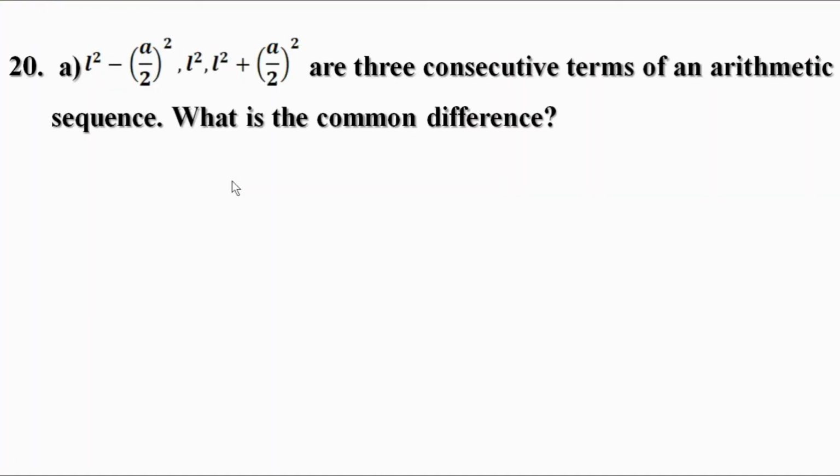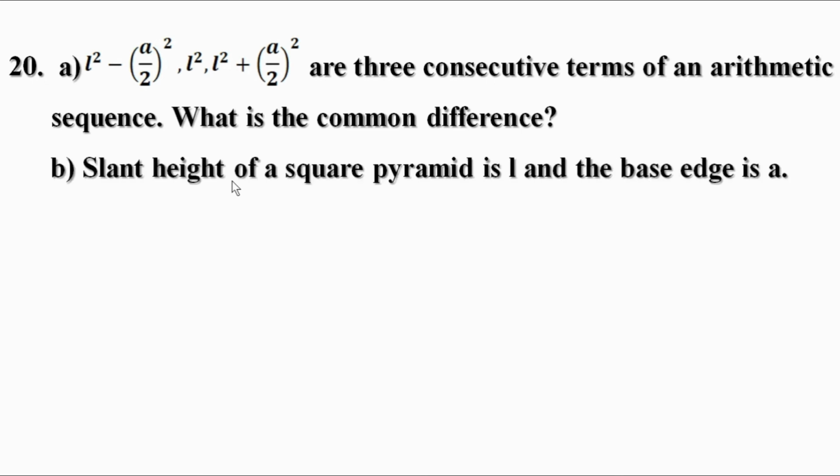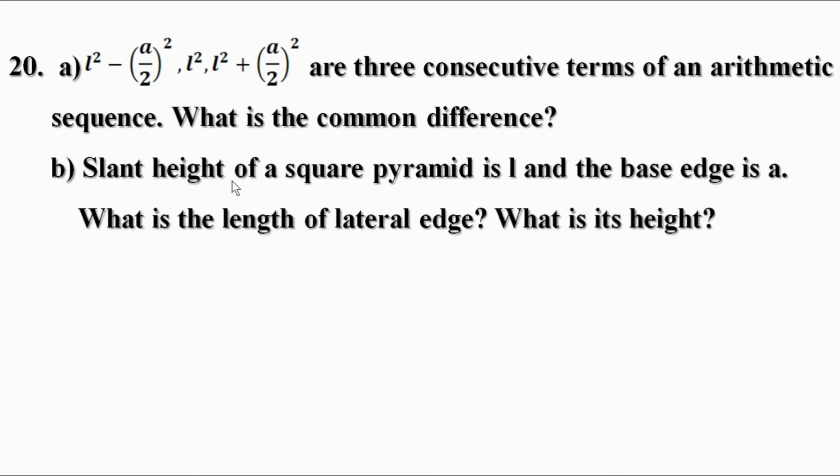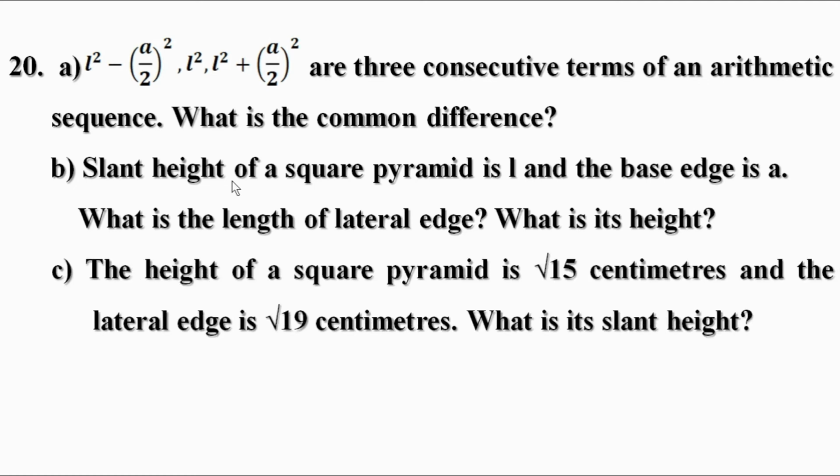20th problem. L square minus (a by 2) whole square, L square, and L square plus (a by 2) whole square are three consecutive terms of an arithmetic sequence. What is the common difference? The slant height of a square pyramid is L and the base edge is A. What is the length of the lateral edge? What is its height? The height of a square pyramid is root 15 centimeters and the lateral edge is root 19 centimeters. What is its slant height?